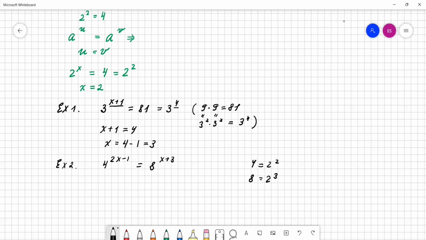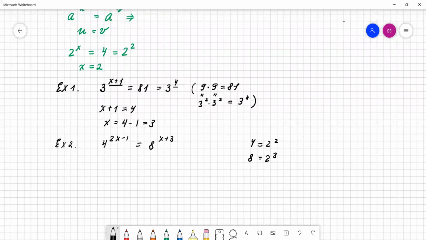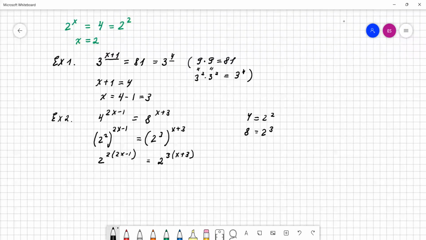Maybe we should bring them to the same base. So I'm going to write instead of 4, 2 squared, and raise it to the power of 2x minus 1. And for 8, 2 cubed, to the power of x plus 3. I remember that when I raise a power to a power, I multiply the powers. So it's 2 multiplied by 2x minus 1. And on this side, multiplying the powers is going to give me 3x plus 3. Now, I'm not going to open parentheses in the powers. That's just too much work for me. I'm going to say that because the base is the same, then the powers must be the same, and I'm going to just write down the powers.